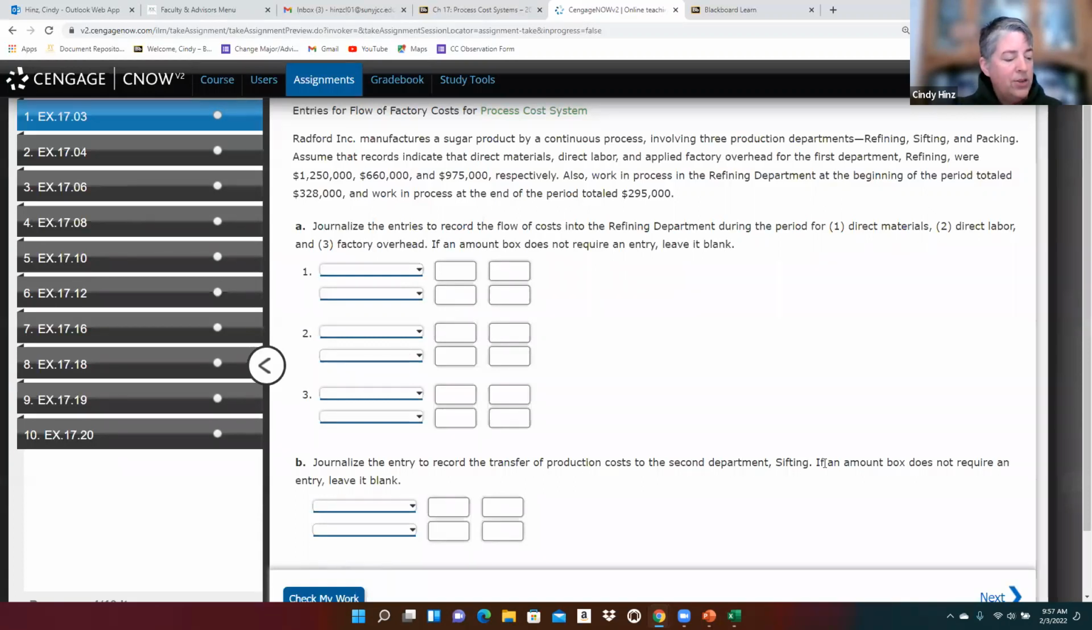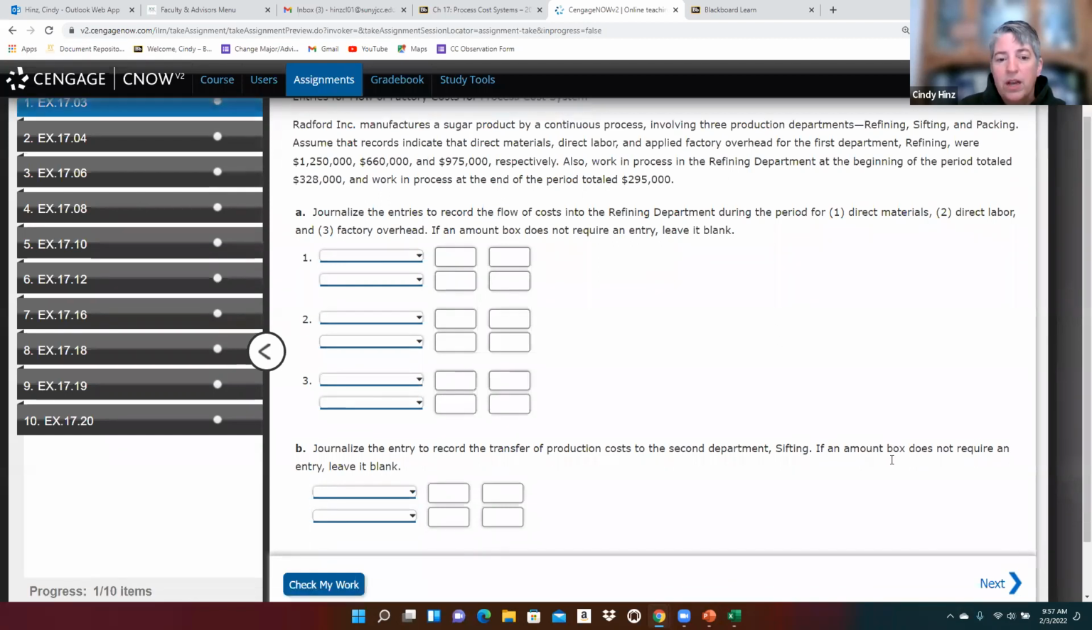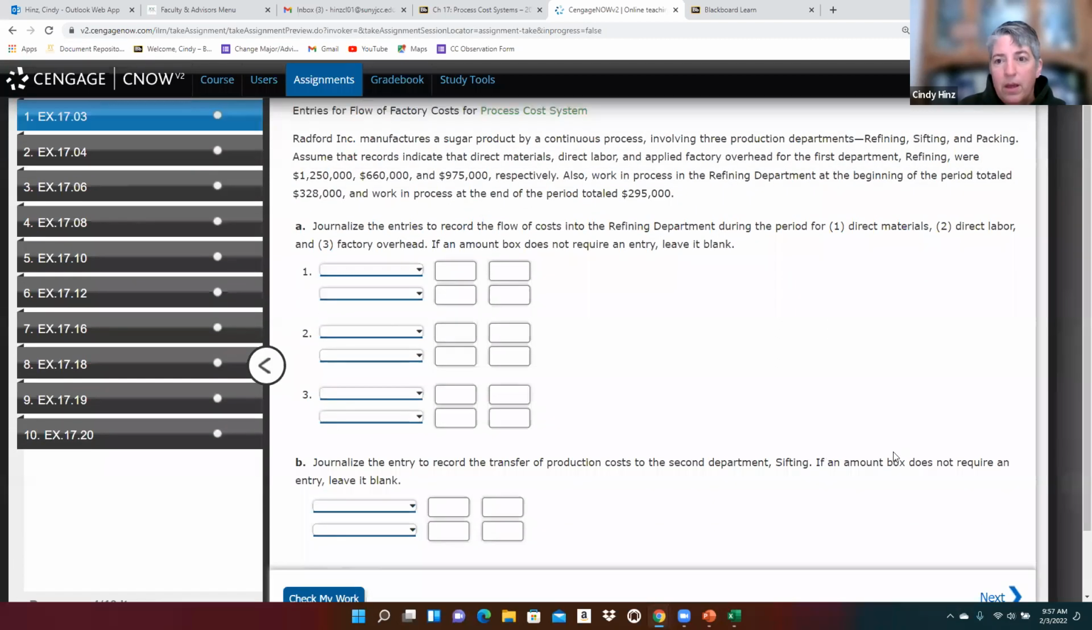So I'll give you a second in case you did not have them open or in case you're flipping from the chapter 16 problem over to the exercises. And we'll take a look at our first exercise here for chapter 17, excuse me.